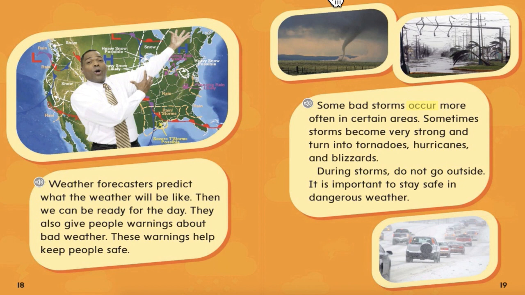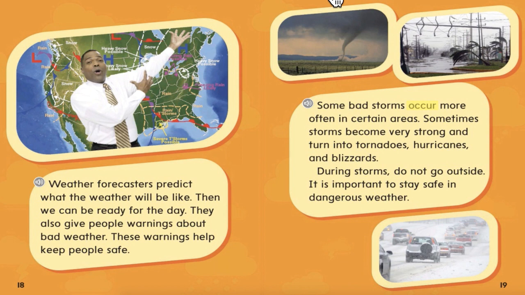Some bad storms occur more often in certain areas. Sometimes storms become very strong and turn into tornadoes, hurricanes, and blizzards. During storms, do not go outside. It is important to stay safe in dangerous weather.